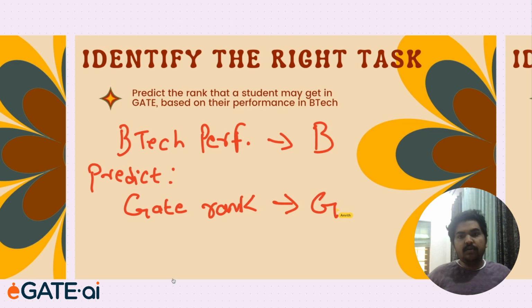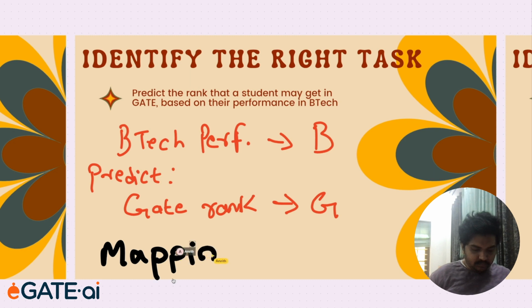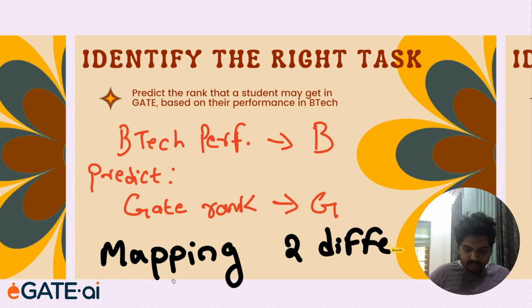First of all, we are looking for a mapping from two variables, that is, from BTech performance to GATE rank. So the key term to focus on here is that yes, we are looking for a mapping. And why is a mapping required? Because the variables are of two different types.